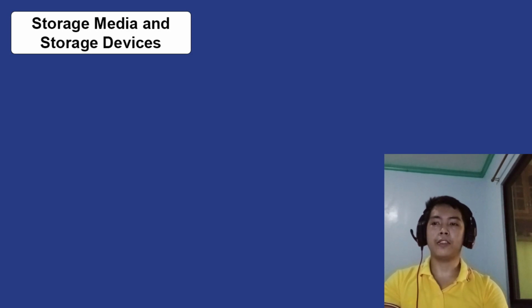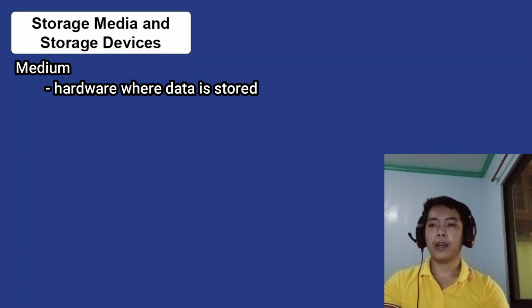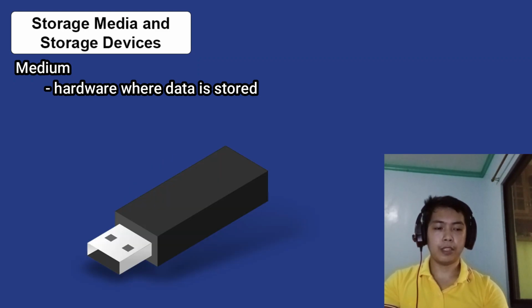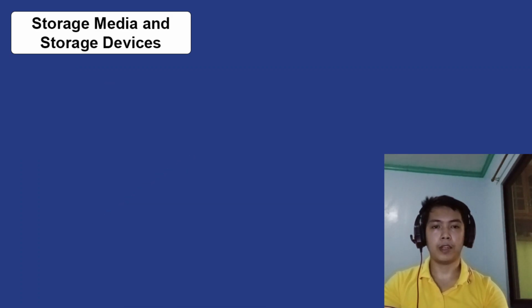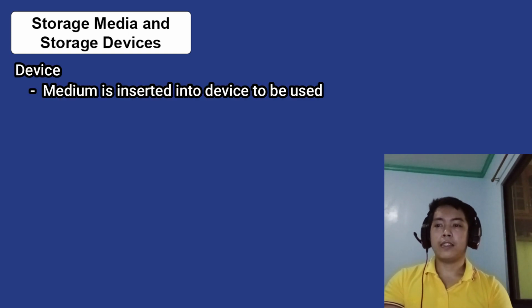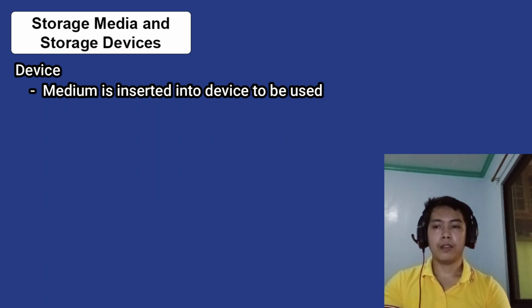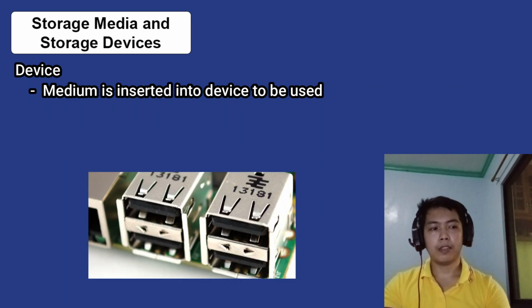Storage media and storage devices. Medium: hardware where data is stored. The examples of these are DVD, USB, floppy disk, and memory card on your computer or memory card on your cell phone. Device: the medium is inserted into the device to be used. An example of this is a USB port.